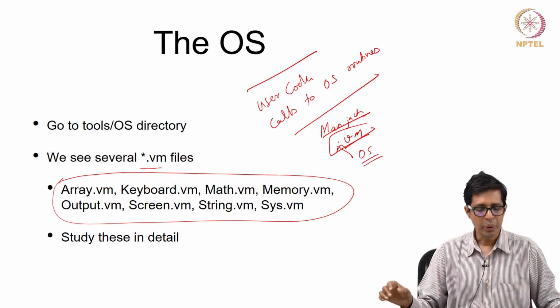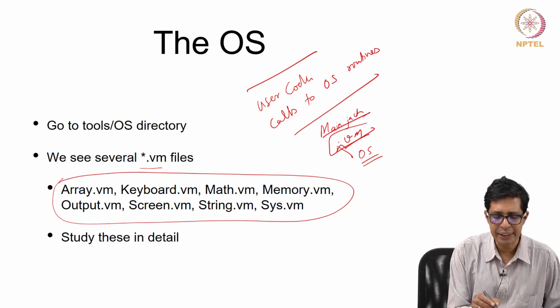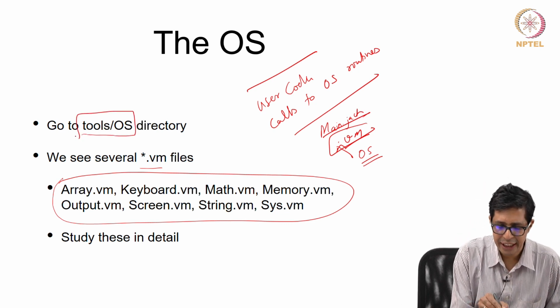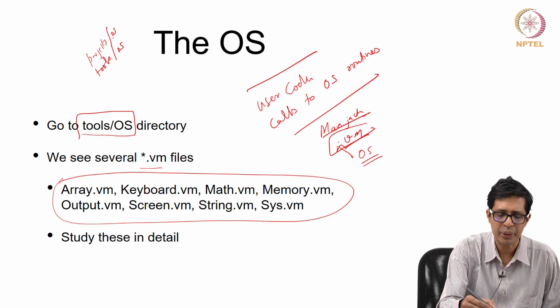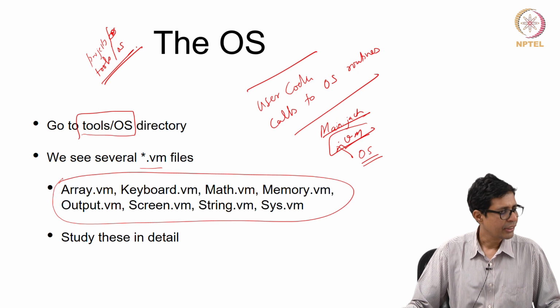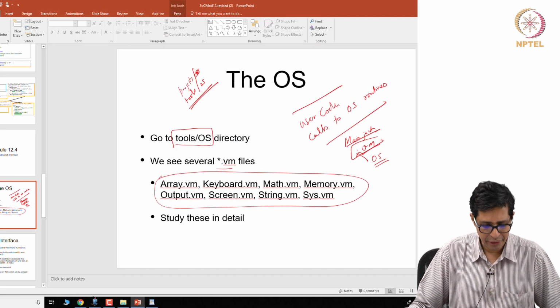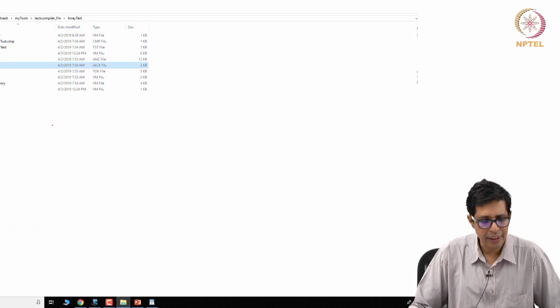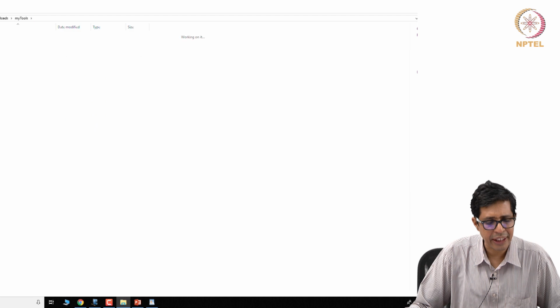Okay. Now where do you find these files? These files are available in the tools/OS directory. So in the Nand2Tetris, you have a projects directory, and of course you would have the tools directory. In the tools/OS directory these files are there. I will just show you the tools/OS directory as we see here. This is the OS directory.